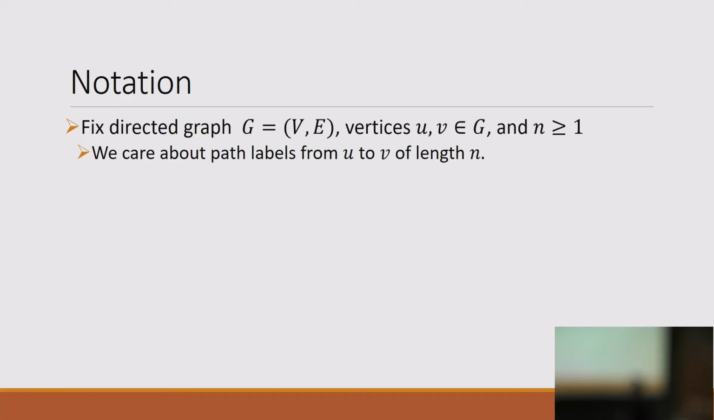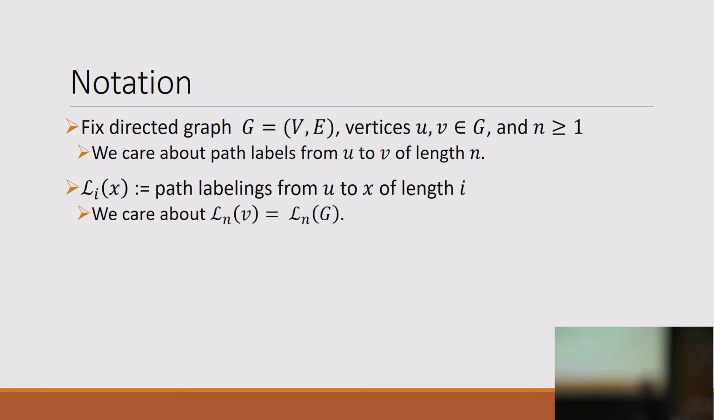Okay. So now I'm going to fix the notation for the talk. Again, we only have two fixed vertices, u and v, a graph G, and some integer n. And we care about path labelings between u and v. Now I'm going to define a natural notion of a subproblem. L_i of x, where x is a vertex in my graph, is going to be the set of path labelings of length i from the start vertex u to the vertex x. So this is just a natural notion of a subproblem. And in this context, what we care about is L_n of v, which is the number of path labelings of length n from u to v.